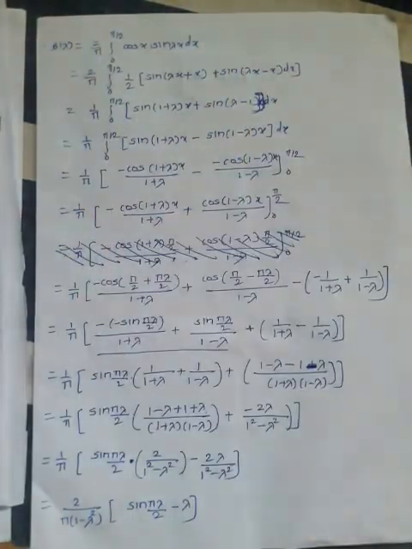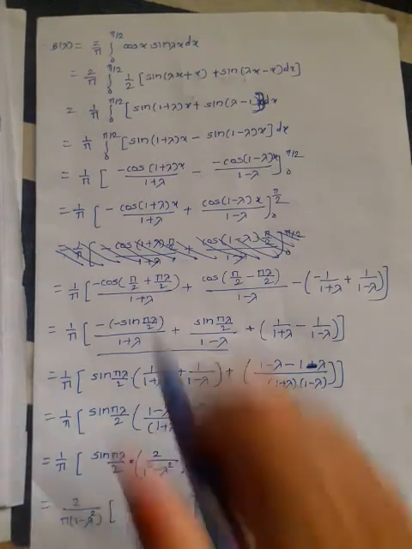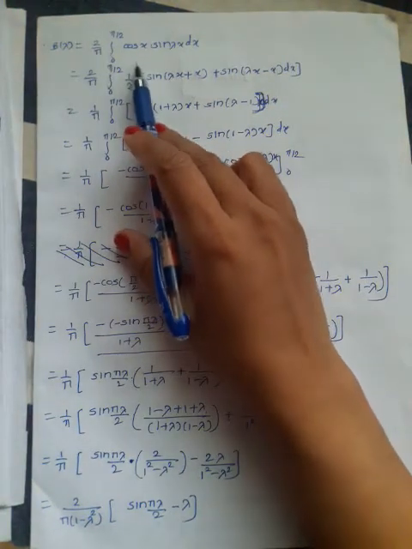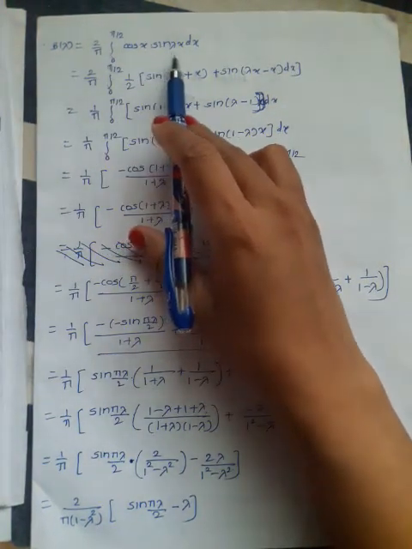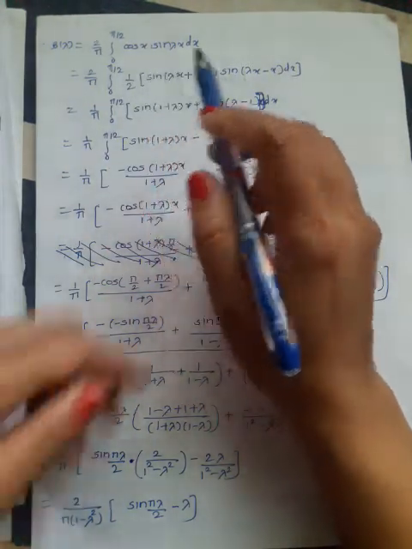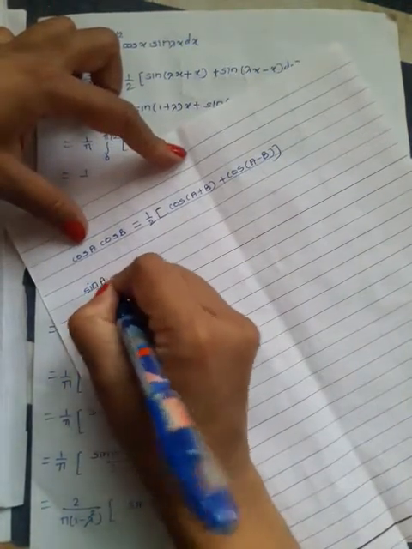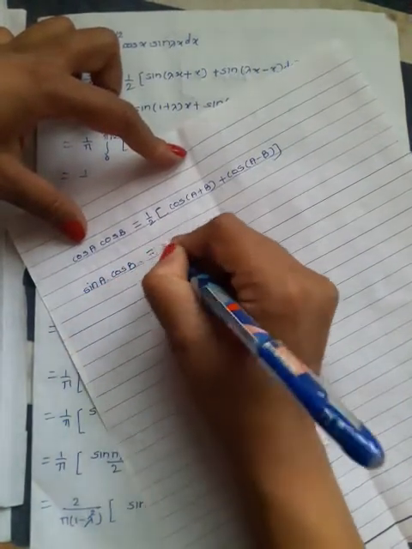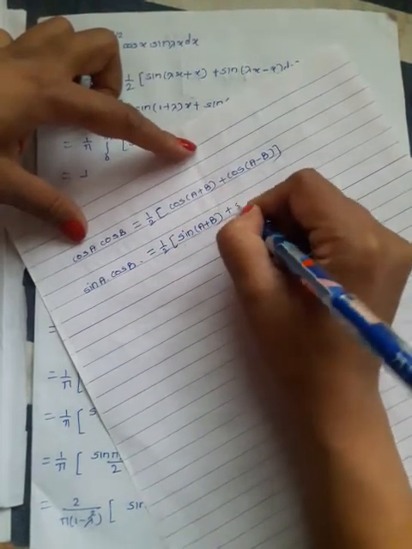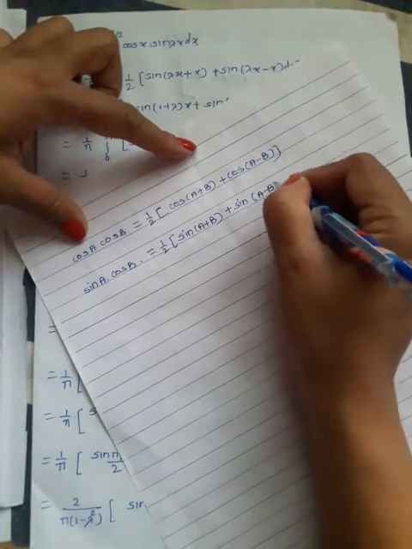These are the steps. b lambda is equal to 2 upon pi, cos x is the function value, 0 to pi by 2, sin x sin lambda x dx. Here we want to use again the sin a cos b formula. What is the sin a cos b formula? It is half of sin(a plus b) plus sin(a minus b).